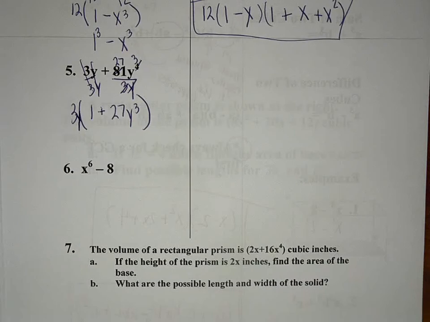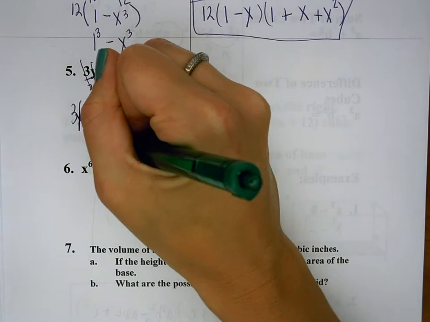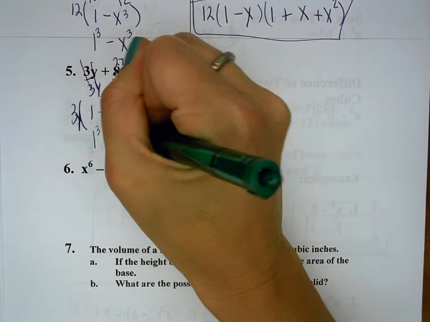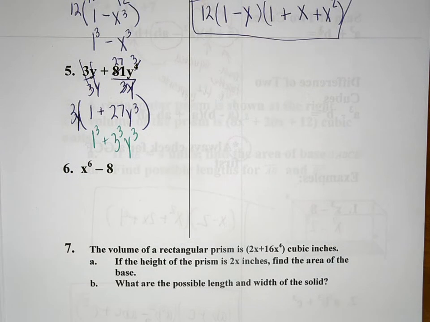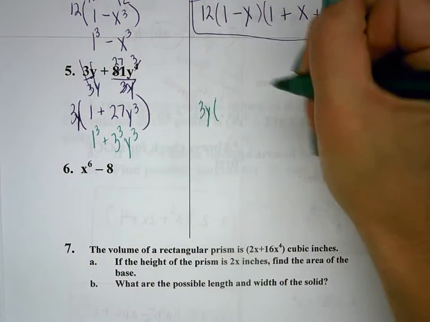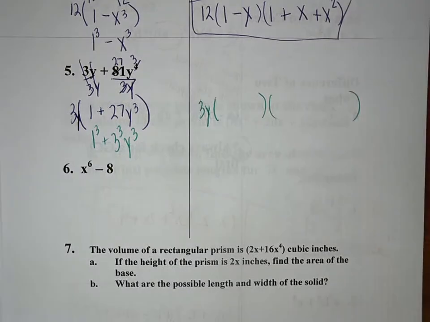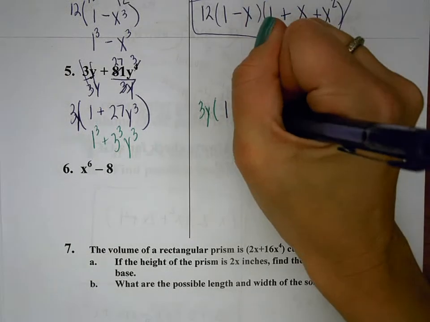So once we've done that, we need to check if we have cubes for everything. 1 can be written as a cube as 1 cubed, and then we have 27 is 3 cubed, and then we have y cubed. So when we go to make our parentheses, I have a 3y that has been factored out in front, and then I make my 2 parentheses. My first parenthesis stays the same, so that will be 1 plus 3y.